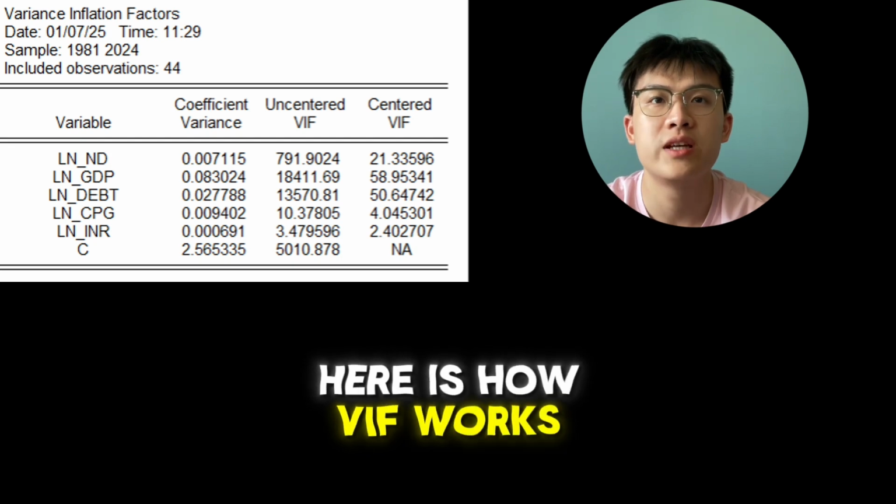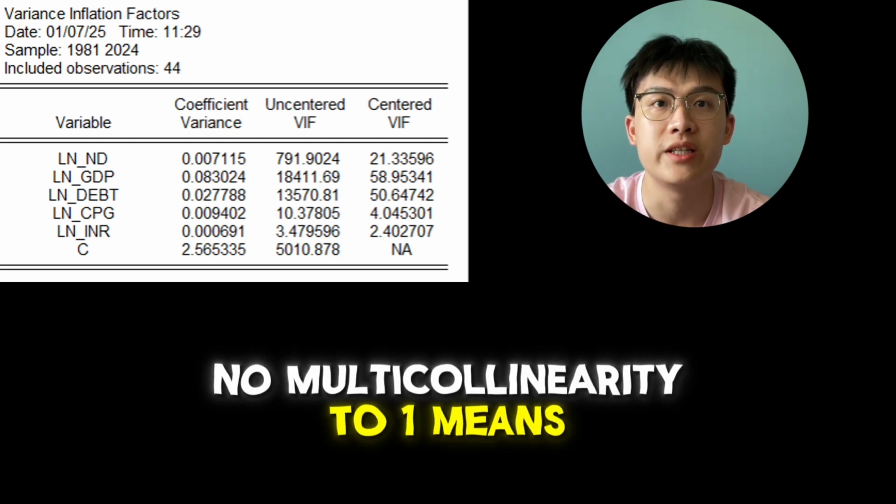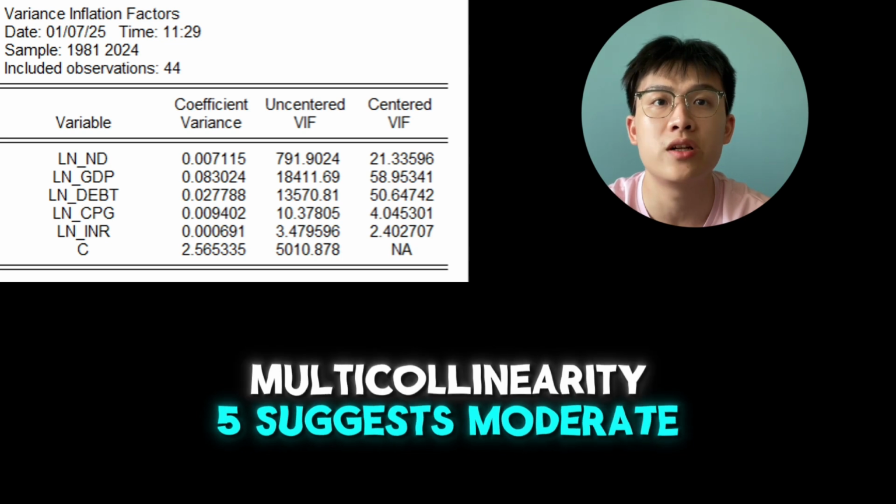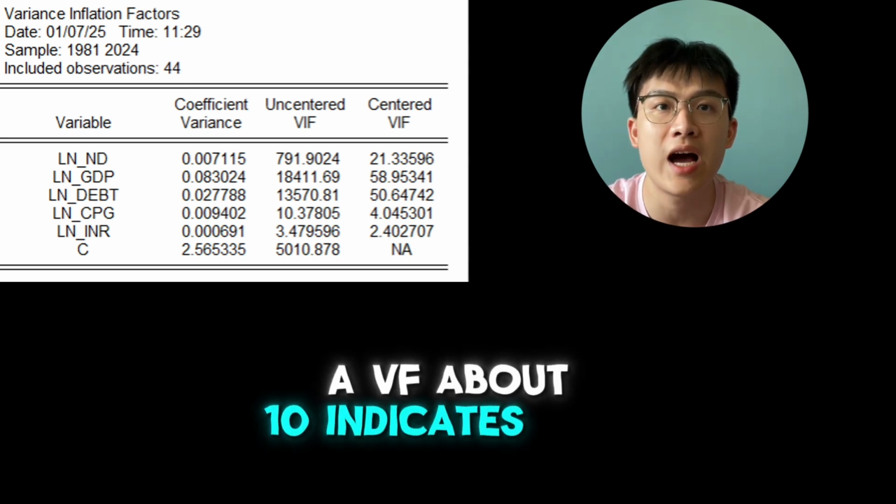Here is how VIF works. A VIF close to 1 means no multicollinearity. A VIF above 5 suggests moderate multicollinearity. A VIF above 10 indicates high multicollinearity.